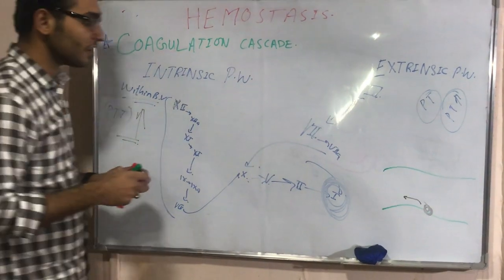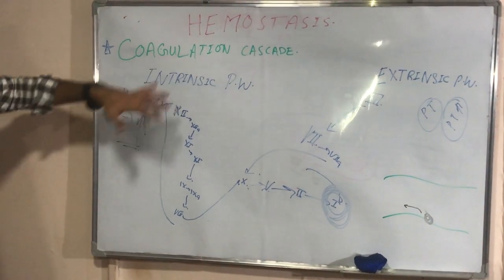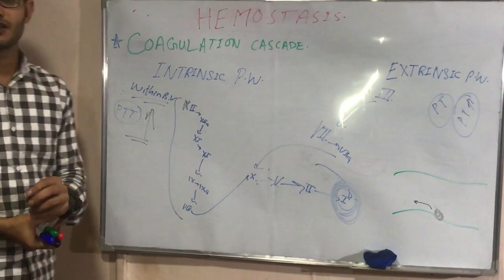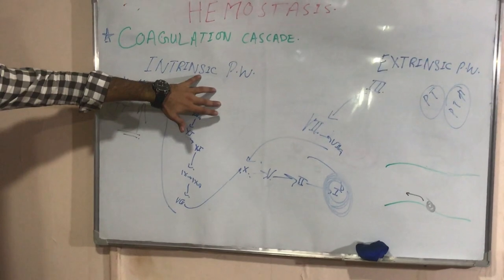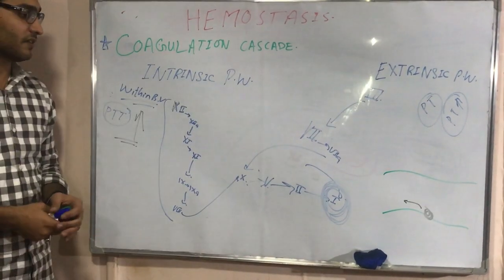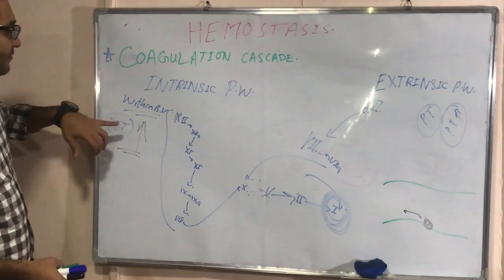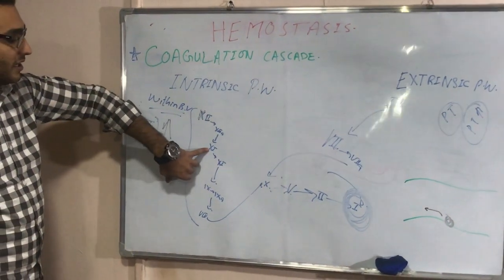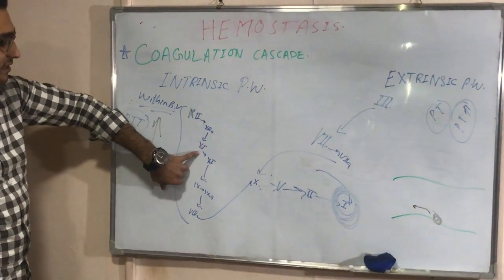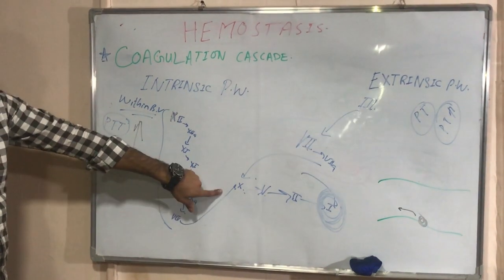So the intrinsic pathway bleeding time will be high, and the extrinsic pathway bleeding time and clotting time will be low. Now a quick review. The coagulation cascade is a mechanism of coagulation step by step, with the intrinsic pathway and the extrinsic pathway. If there is a problem in the subendothelial collagen, it activates factor number 12. Factor 12 activates factor 9, and factor 9 activates factor number 8. Factor 8 activates factor number 10.